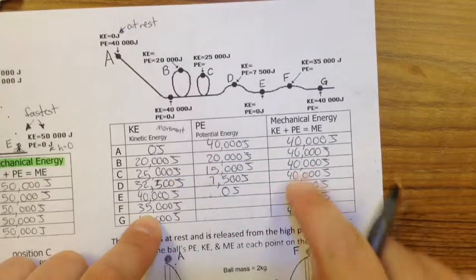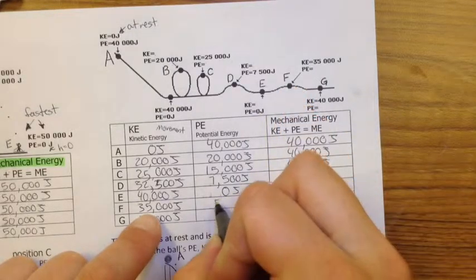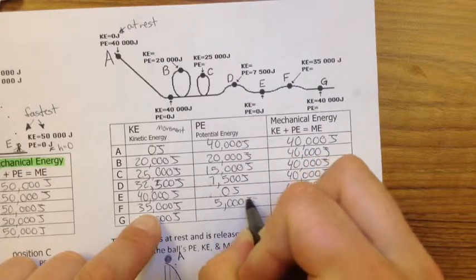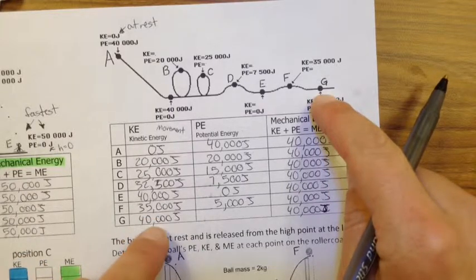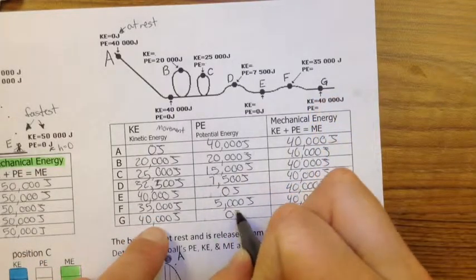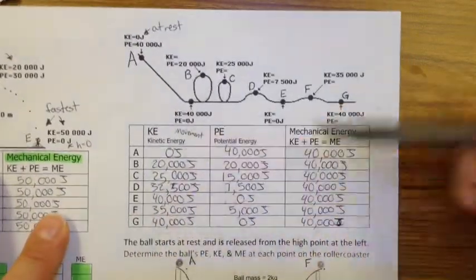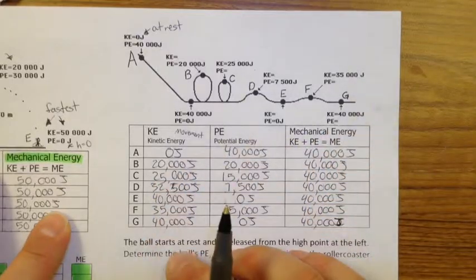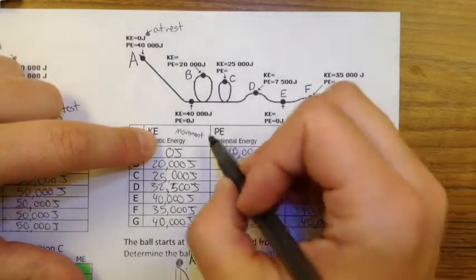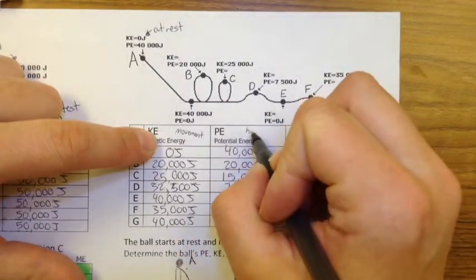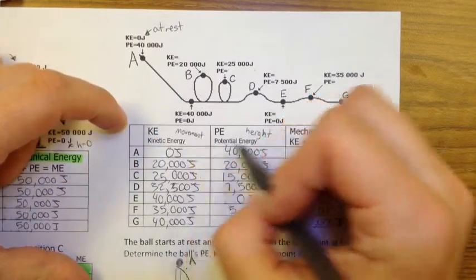At position F, my kinetic is 35,000. That's a pretty big number. That means I only have 5,000 joules of potential energy. At position G, I have 40,000 joules of kinetic energy. I've got 0 joules of potential. So that is how this works. If you know 2, you can find the third one. So our kinetic energy of movement, the lower the potential energy, that's the energy because of its height, the lower the potential, the greater the kinetic. The lower the kinetic, the greater the potential.